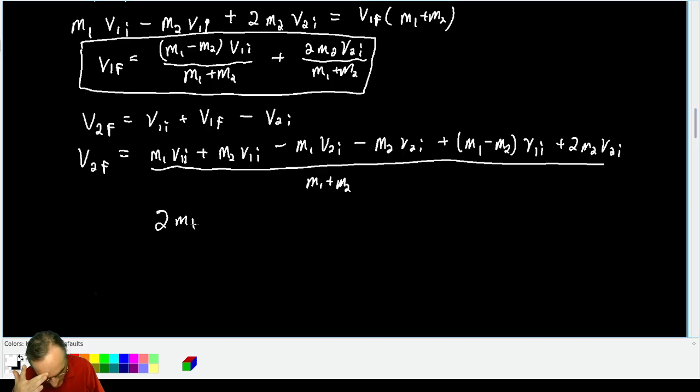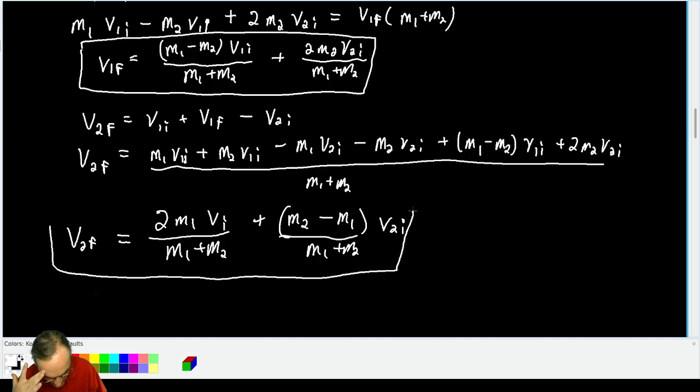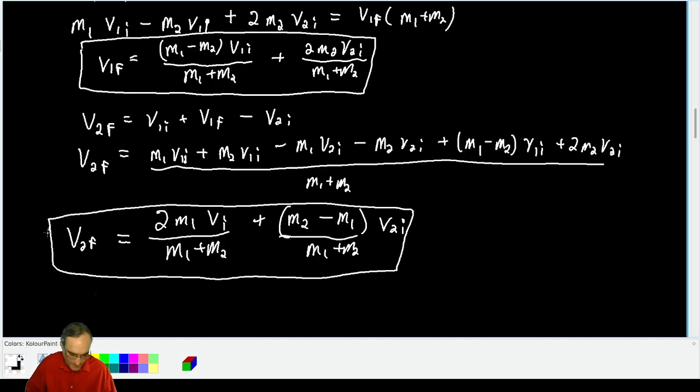We get a 2 m1 v1 initial still remaining for that term. We have a minus and a minus. So it looks like we get a plus m2 minus m1. So that'll take the 2m2 down to m2. This will minus an m2. All right, and then we're still over m1 plus m2. And that gives us our v2 final.